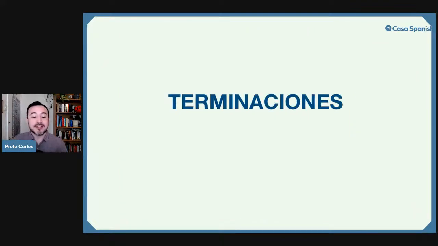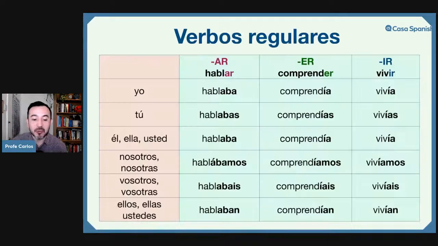Now, let's talk about terminaciones, endings. We always need to revise this. Verbos regulares, -ar, -er, -ir: hablar, comprender y vivir. Yo hablaba, tú hablabas, él, ella hablaba, nosotros, nosotras hablábamos, vosotros, vosotras hablabais, ellos, ellas, ustedes hablaban. Now, verbs ending in -ar are where you have your -aba, -abas, etc. And -er and -ir, as you can see, have the same ending.